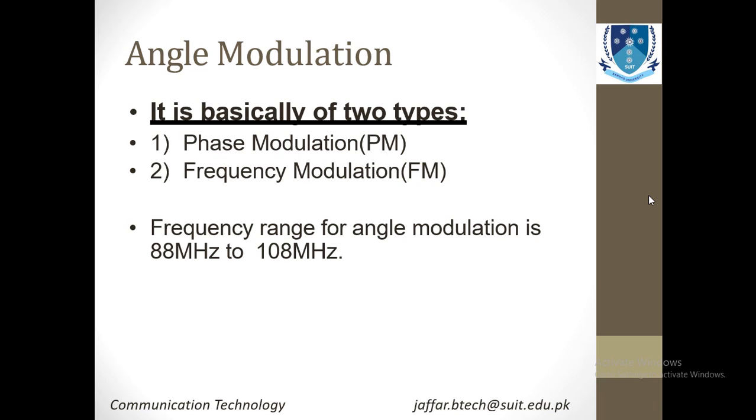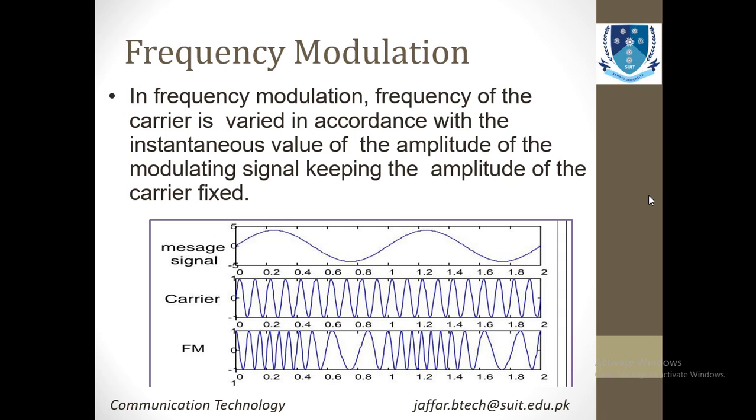The frequency range for angle modulation varies from 88 megahertz to 108 megahertz. This is specified for angle modulation, not just frequency modulation. This frequency range is specified for both phase modulation as well as frequency modulation. Now coming towards our topic under consideration today, that is frequency modulation. I will also upload some theoretical portion and derivation portion in the notes section that you will have on the portal.